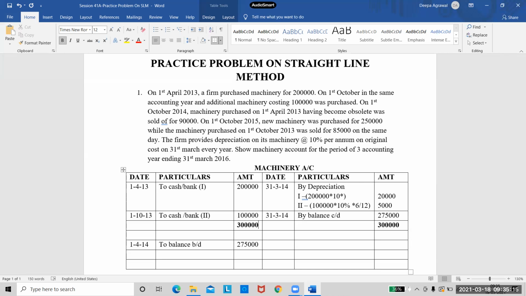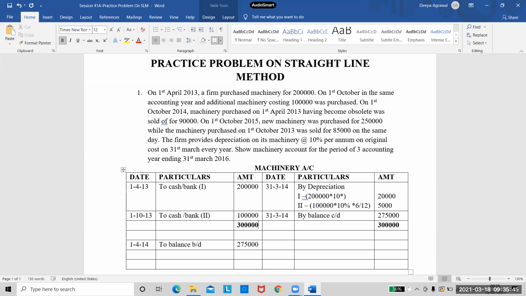Now we made a mistake here. See, we sold it in October 2014, we sold the first machinery, right? So whenever a machinery is sold, the first important thing to note is you need to write an entry for sale of machinery. And whenever the machinery is sold, you will have to provide depreciation on that machinery till that date. So when are we selling?